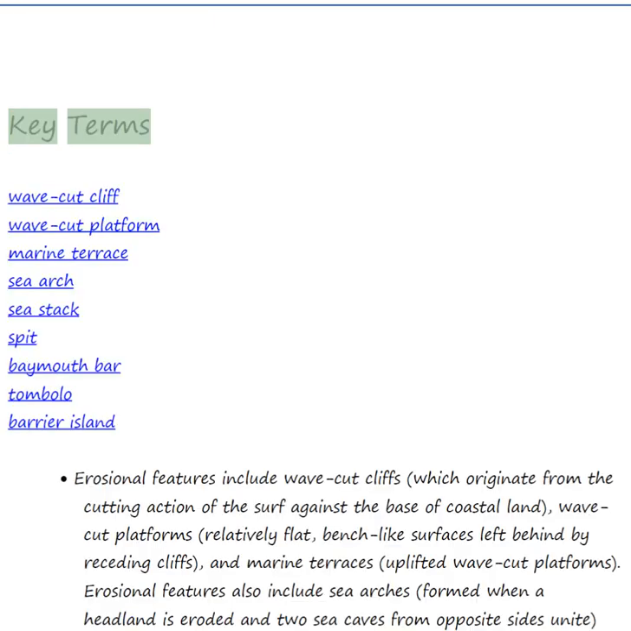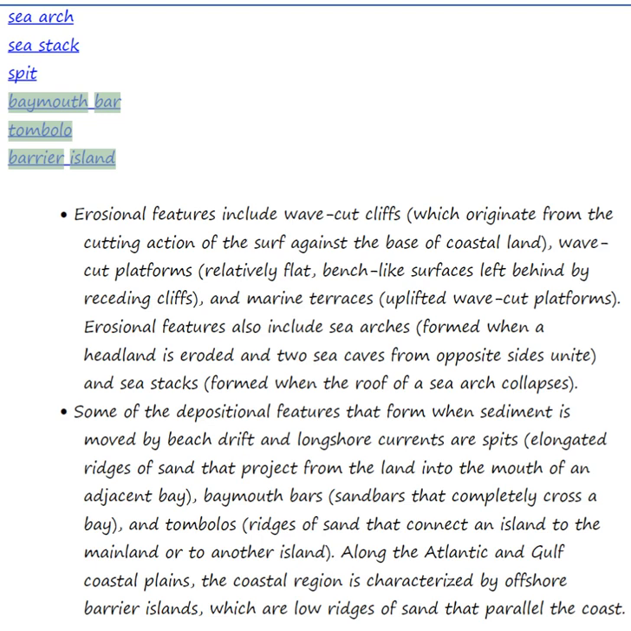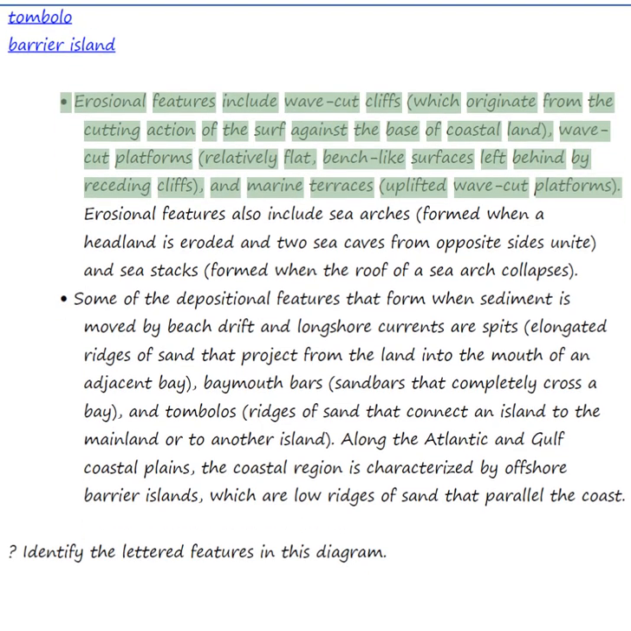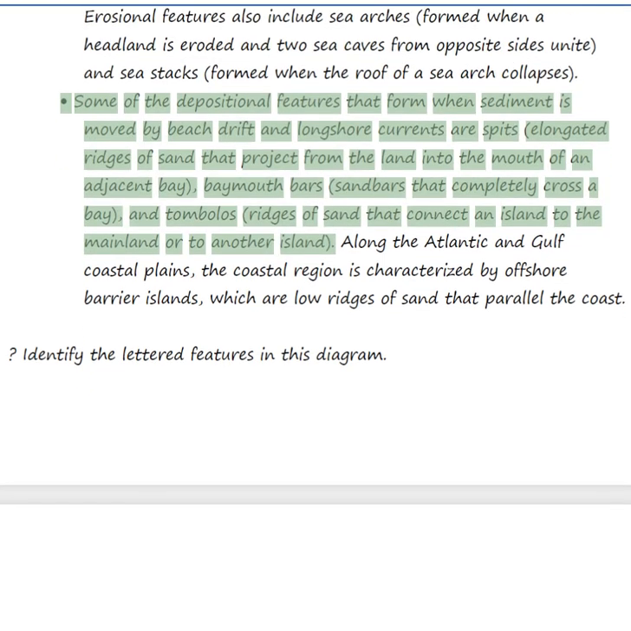Key terms: wave-cut cliff, wave-cut platform, marine terrace, sea arch, sea stack, spit, baymouth bar, tombolo, barrier island. Erosional features include wave-cut cliffs, wave-cut platforms, and marine terraces. Erosional features also include sea arches and sea stacks. Some of the depositional features that form when sediment is moved by beach drift and longshore currents are spits, baymouth bars, and tombolos.